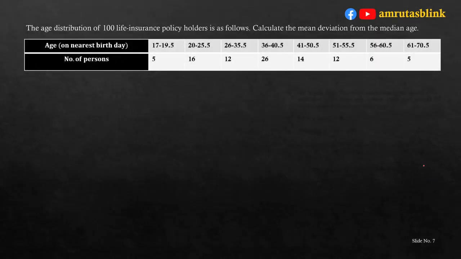Moving to next problem. The age distribution of 100 life insurance policy holders is as follows. Calculate the mean deviation from the median age. So, now the given data is in the form of classified data.